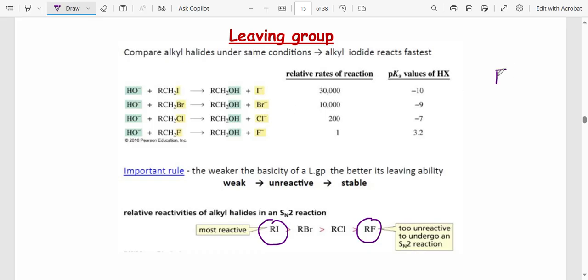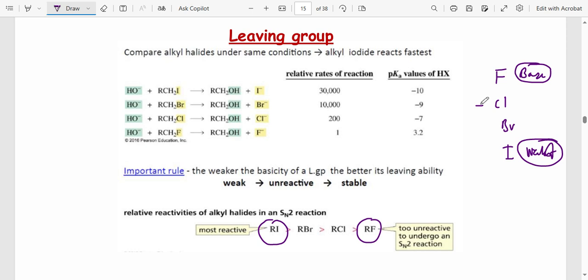I said we have got fluorine on top, you have got chlorine, you have got bromide, and then you have got iodide. And we said that when you're talking about bases, the strongest base is this one because it's coming from the weakest acid. And the weaker the base of a leaving group, the better its ability to leave. So that is why, since iodine in this case is the weakest base, it will end up being the best leaving group, okay, because it's the weakest base.